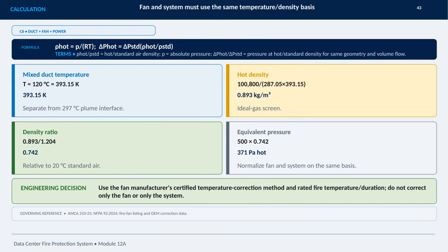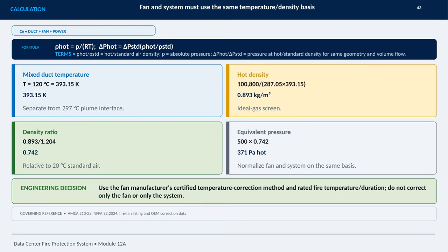Using the ideal gas relationship, hot air density is calculated from absolute pressure, the gas constant, and absolute temperature. At the stated conditions, the hot density is approximately 0.893 kilograms per cubic meter. Compared with standard air at 20 degrees Celsius, or 1.204 kilograms per cubic meter, that gives a density ratio of 0.742. That ratio converts a 500 pascal pressure value on the standard air basis to an equivalent hot air pressure of about 371 pascals for the same geometry and volume flow.